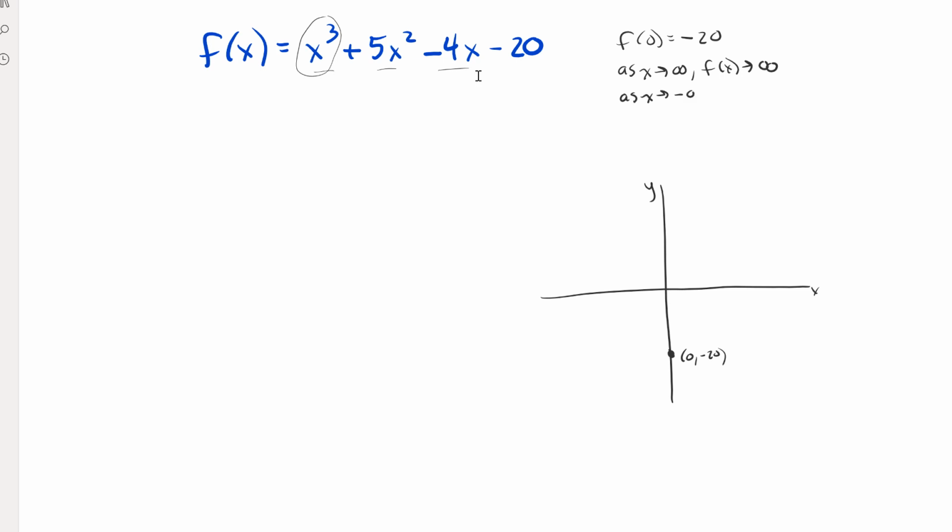As x decreases without bound, the function values will decrease without bound. Right? Negative 1,000 to the third, that's a large magnitude negative number. So we can also add our end behavior on here. As x increases without bound, the values of y increase without bound, so we're going to have something like this on the end. As x decreases without bound, the function values decrease without bound. So we'll have something like this on this end.